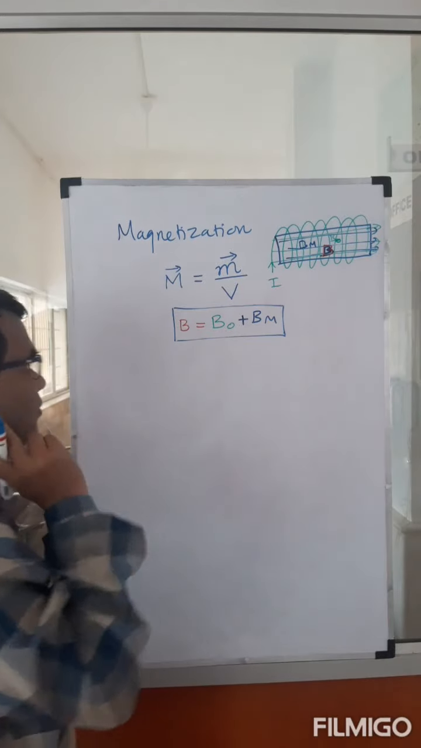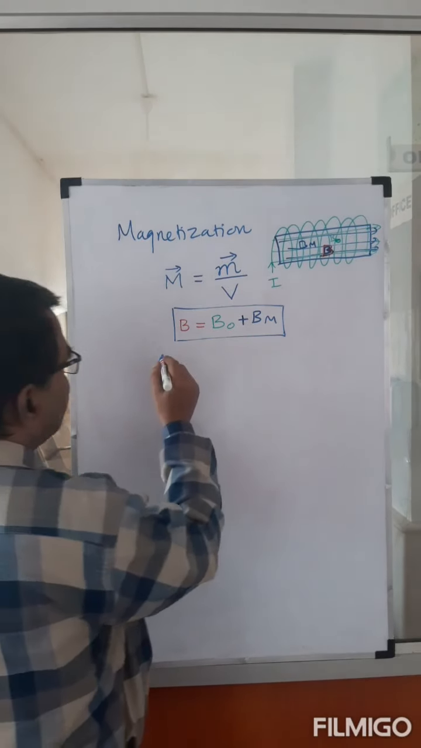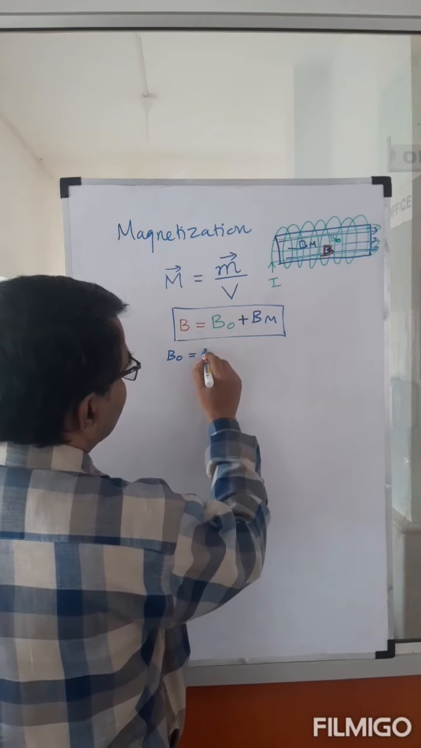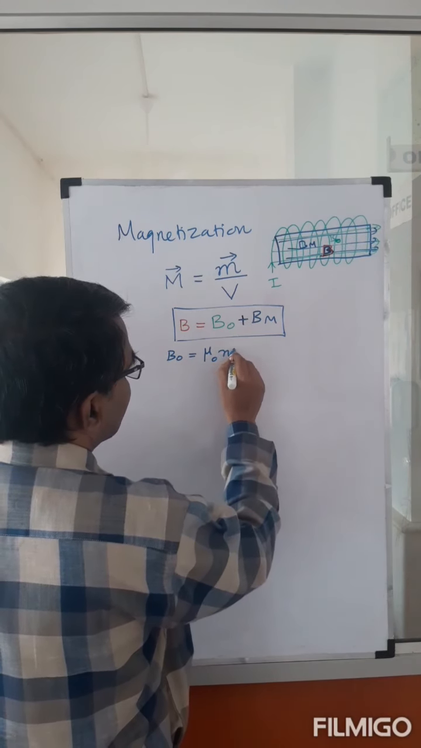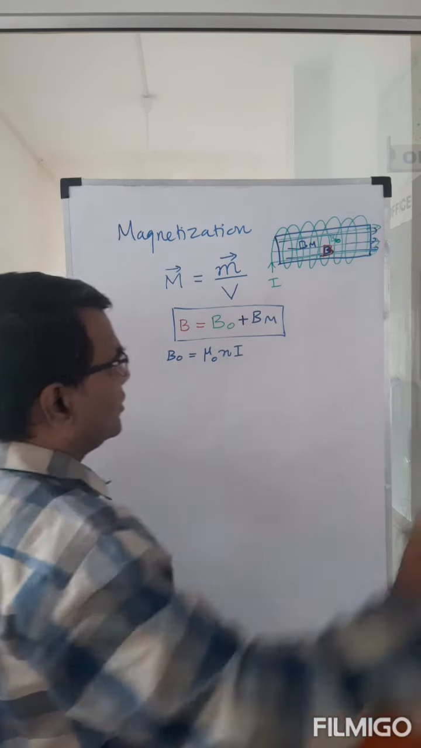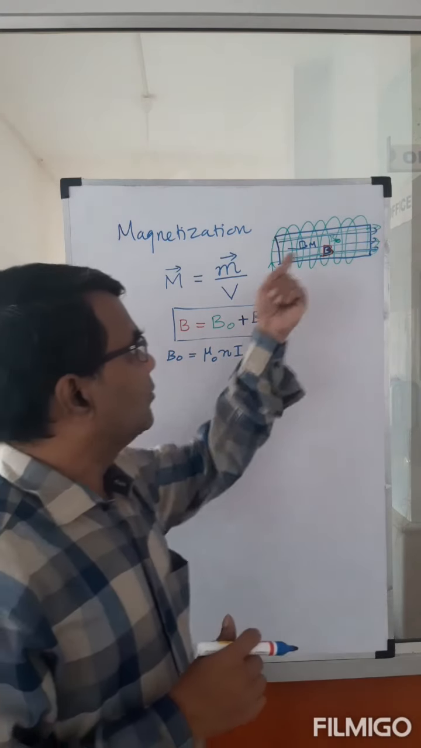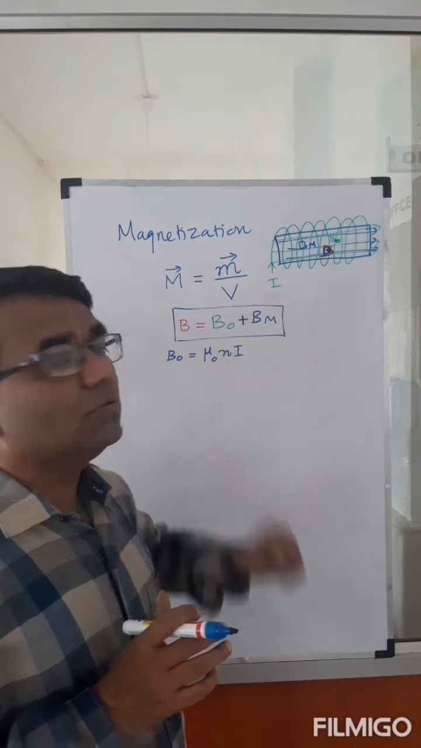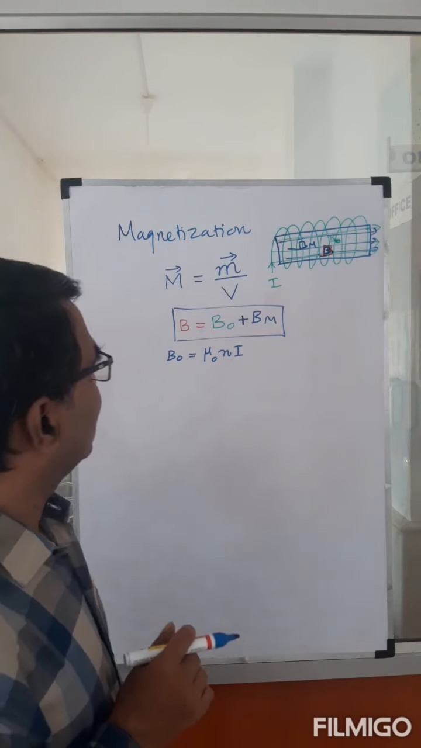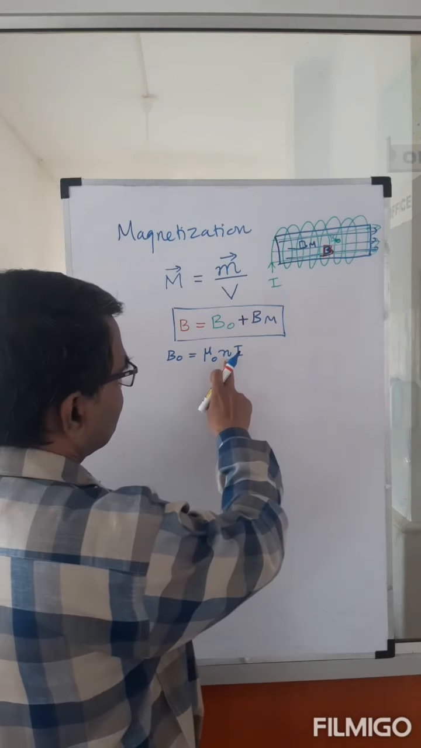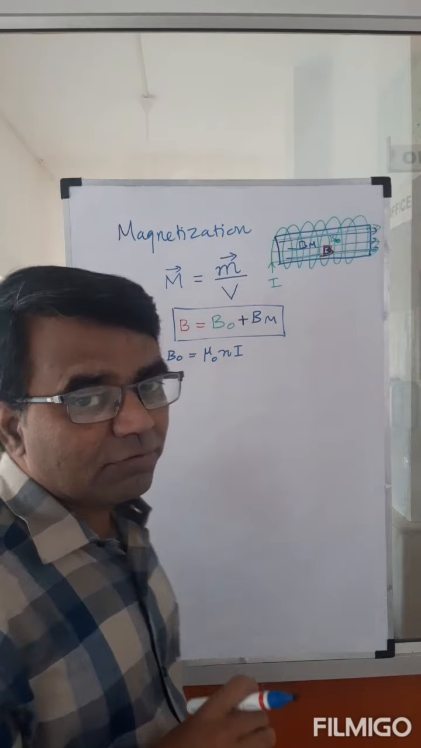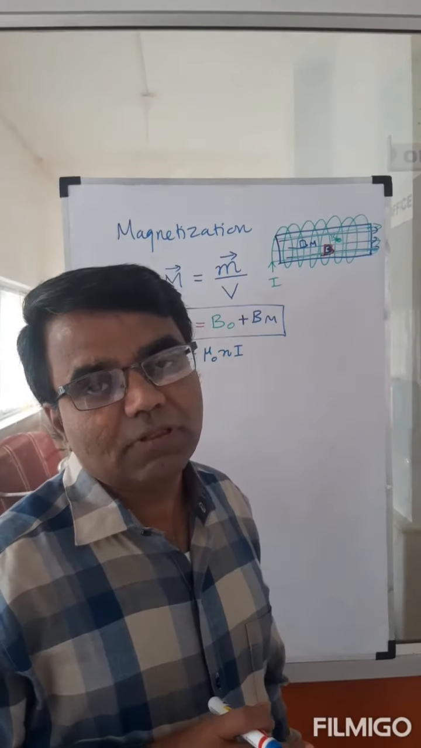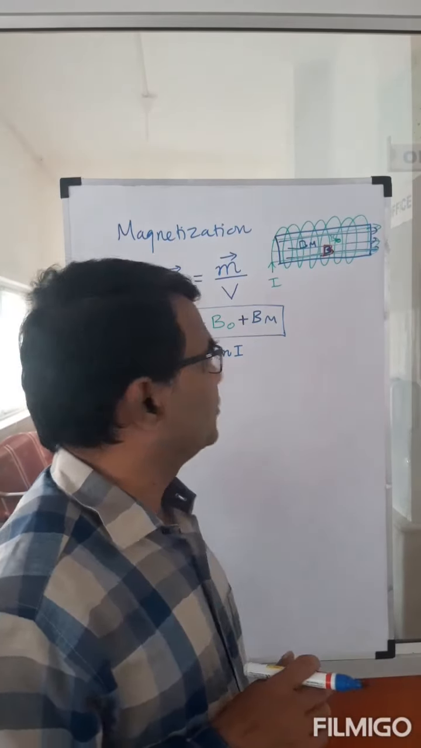Okay. But what is B naught? B naught is actually mu naught times n times I. You know that it's a long solenoid. Then the field B naught produced by this is mu naught n I. Now what do you get here? n is the number of turns per unit length, I is the current, and then you also have mu naught.